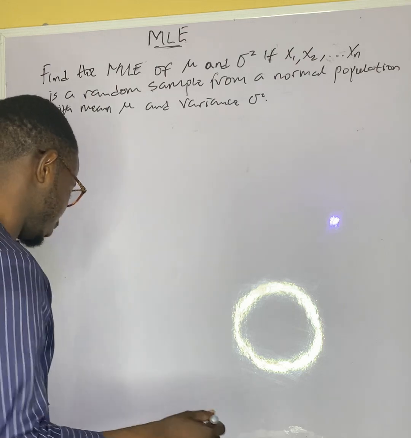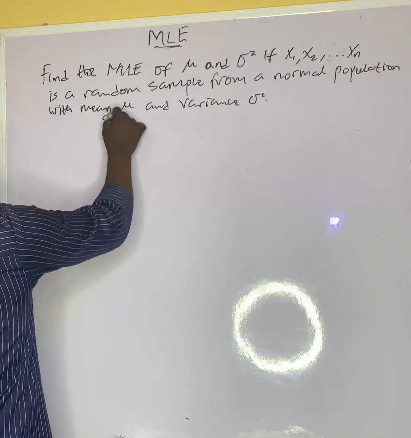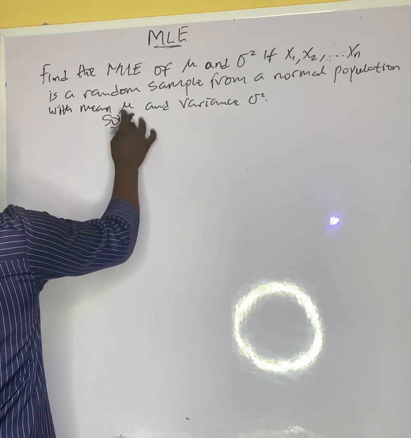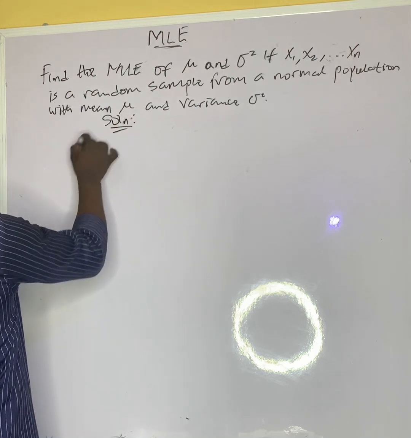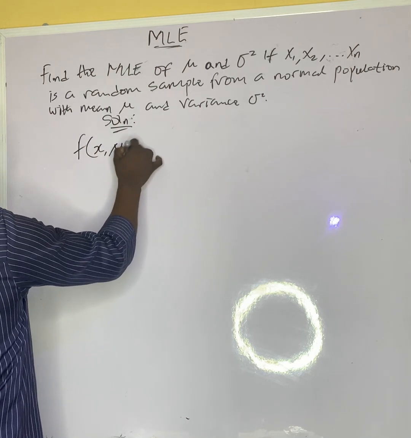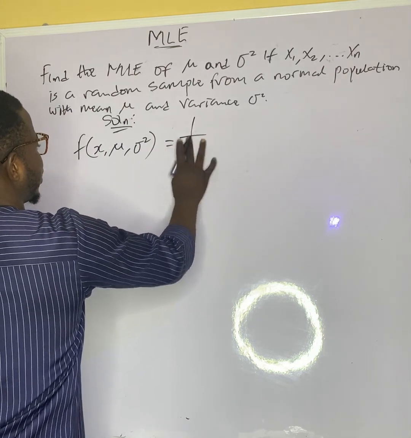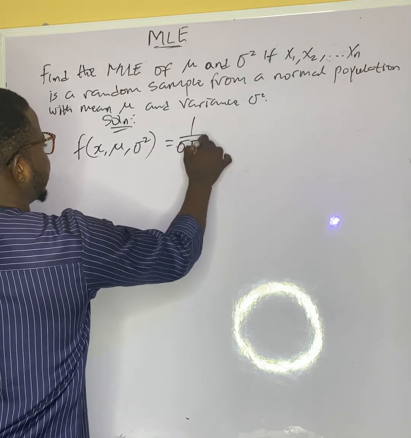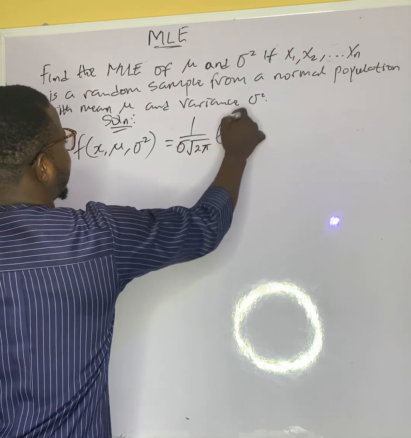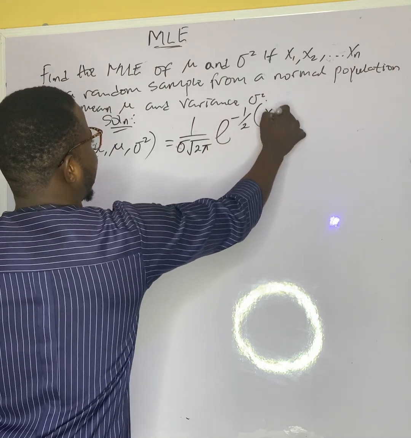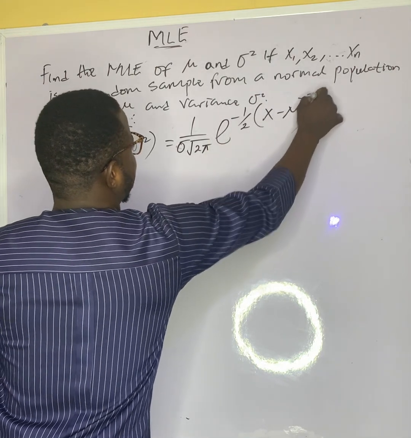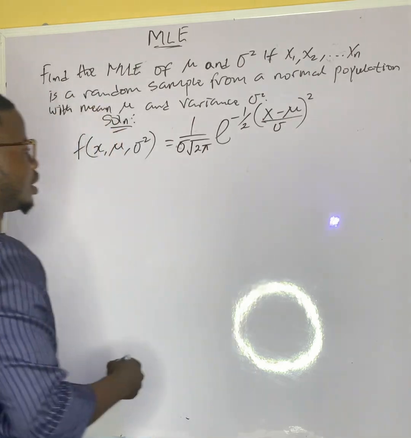So the first thing we are going to do here is go to the solution. So we state the PDF for a normal distribution. So here we have 1 over sigma square root of 2 pi, exponential minus 1 over 2 times (x minus mu) all squared, then we have sigma over there.